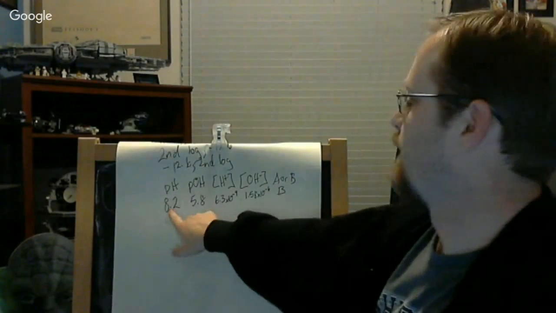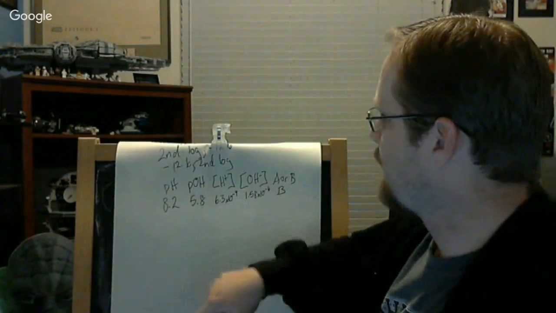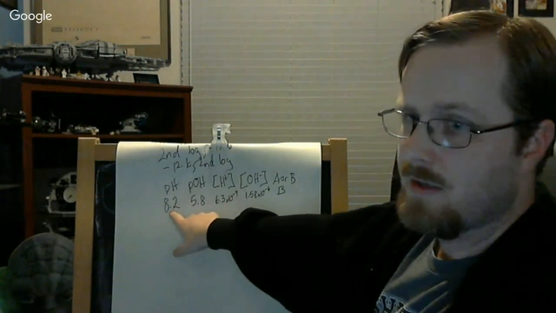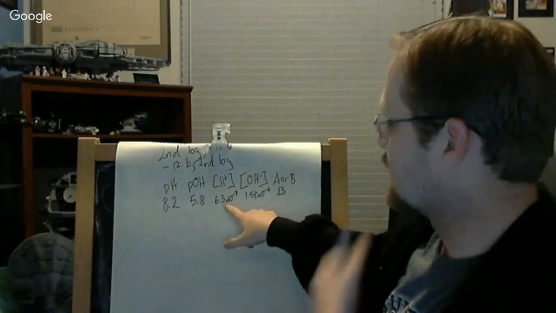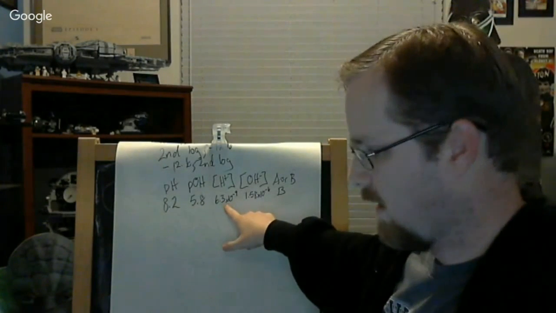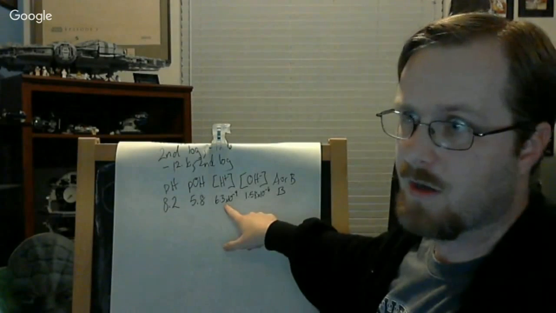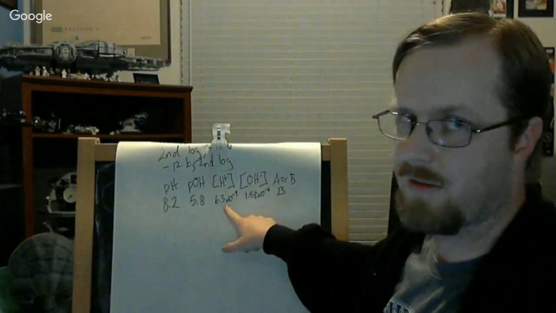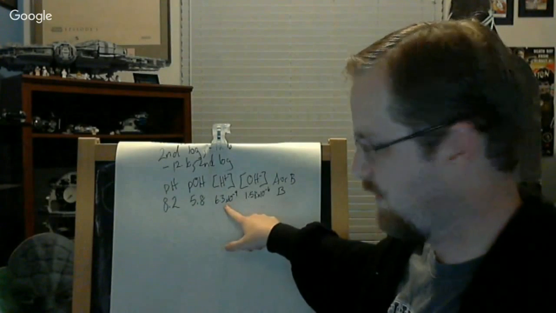All right, so 14 minus 8.2 gives us 5.8. And then what I'm going to do is take negative 8.2 and do the second log, and that gives you 6.3 times 10 to the negative 9. Don't worry so much about rounding. Round to whatever you're comfortable with. It's not that big a deal on this one.